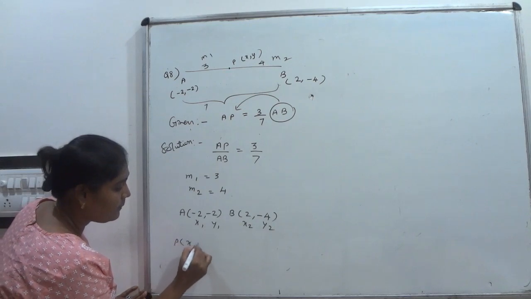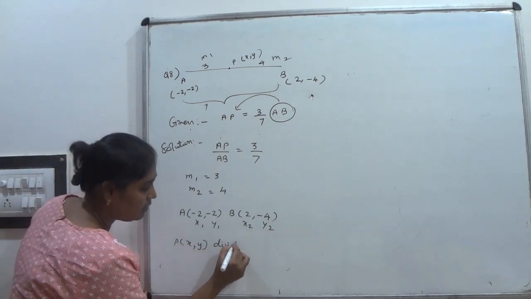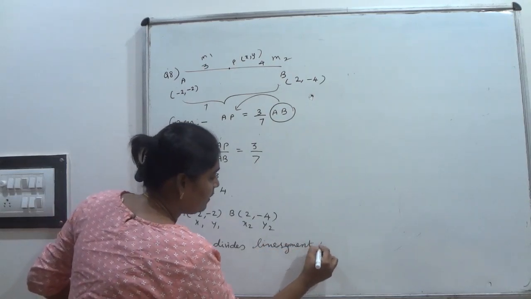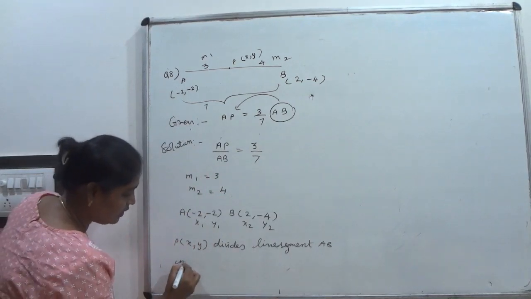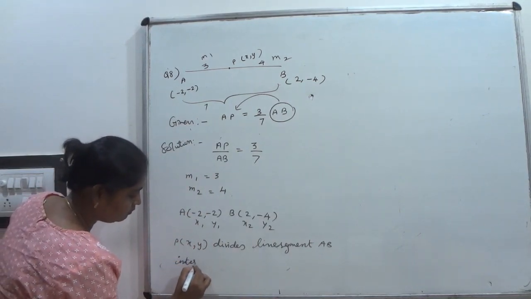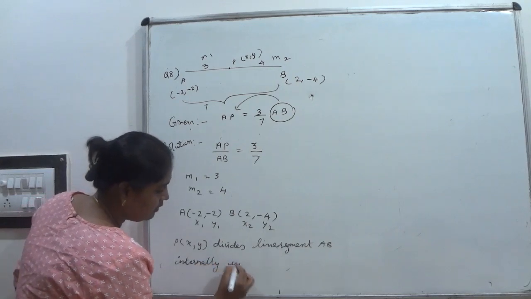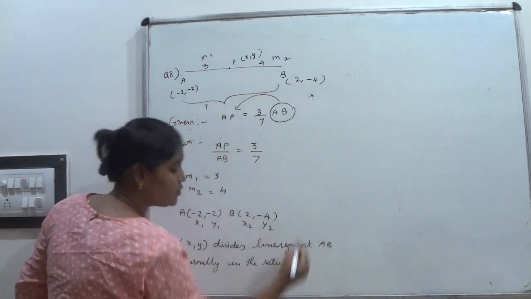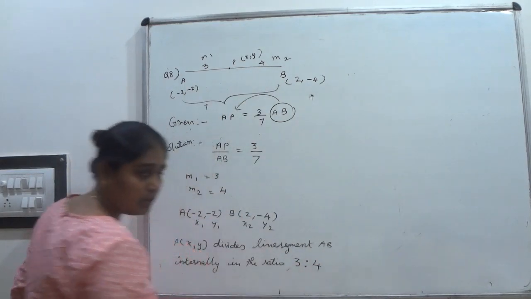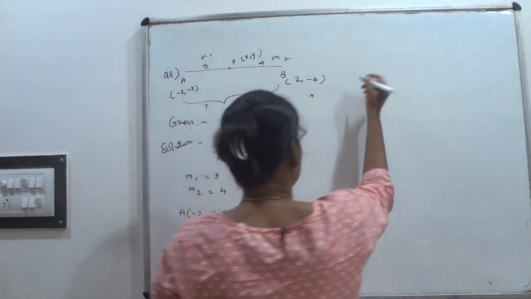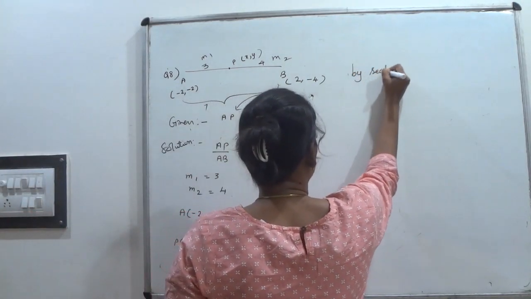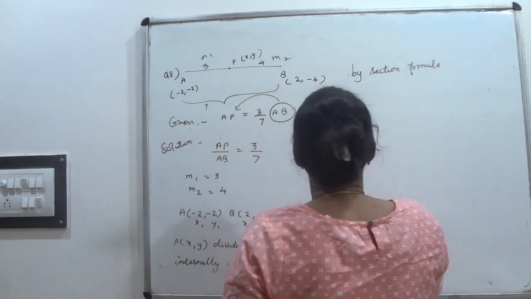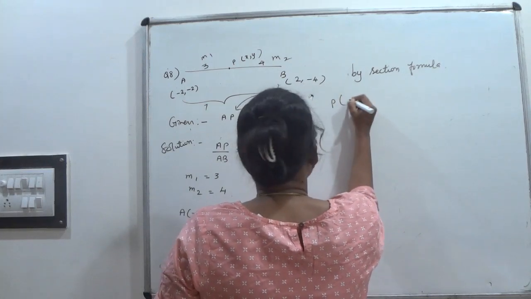Point P divides line segment AB internally in the ratio. What is the ratio? Tell me. 3:4. You have to write this line, then only can you apply the formula. Write the section formula also, with which we can find the coordinates of point P.